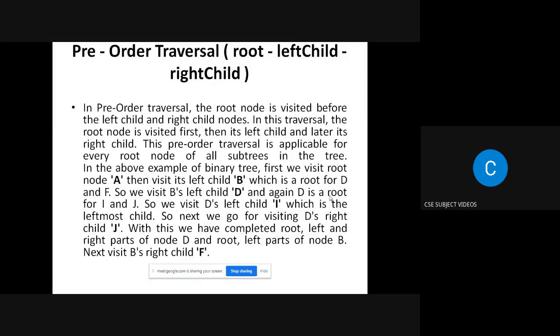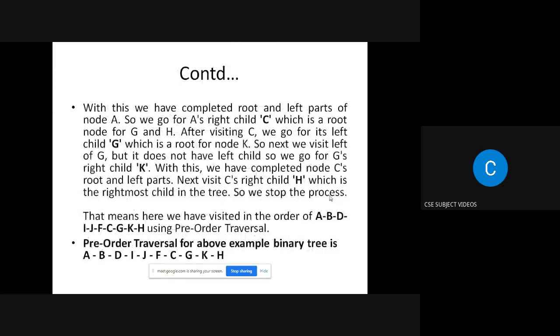So next we go for visiting D's right child J. With this, we have completed root, left and right parts of D and root, left parts of node B. Now B visits its right child F. With this, we have completed root and left parts of node A.